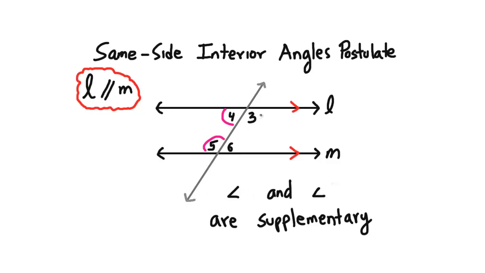Okay, so we also know that angle 3 and angle 6 are same side interior angles, which means that angles 3 and 6 are supplementary because lines L and M are parallel and we have the transversal cutting through. So the sum of the measurements of the angles 3 and 6 adds up to 180 degrees.